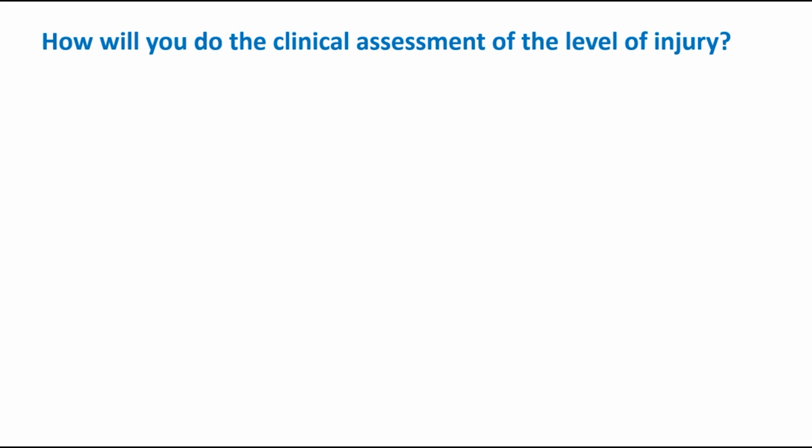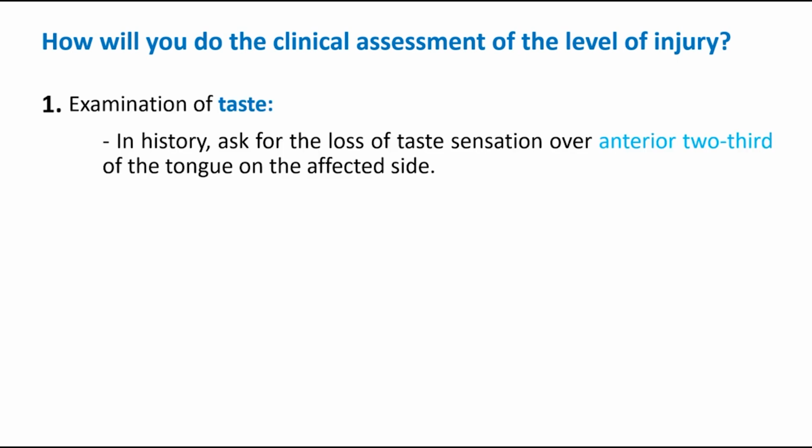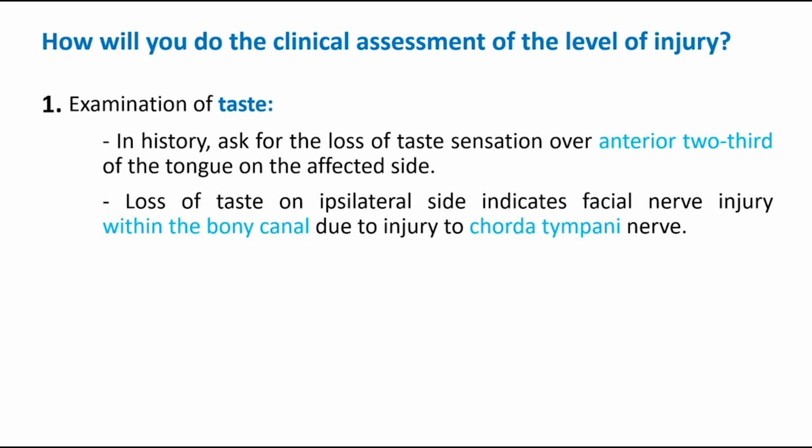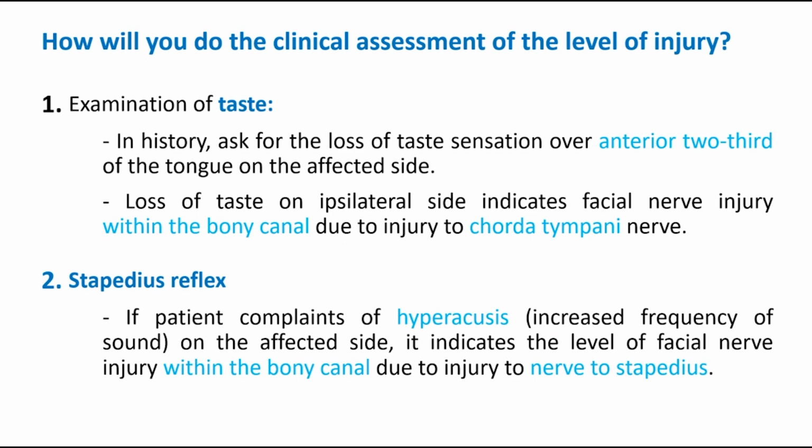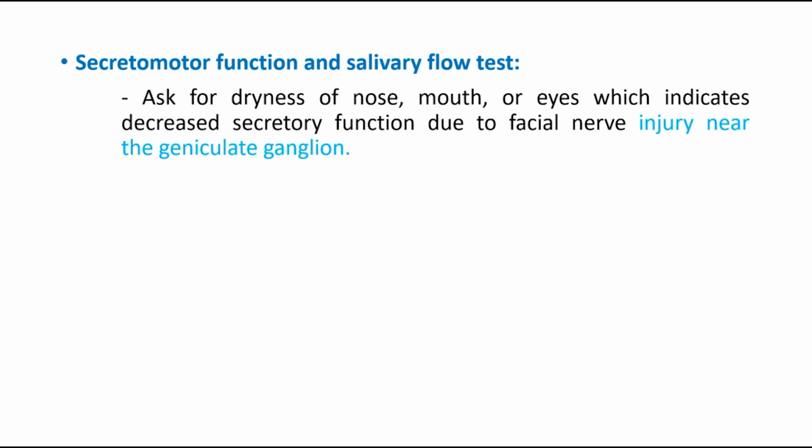Remember four things. The first is the examination of taste. You have already inquired about the alteration or loss of taste sensation in the history part. If it is present, it indicates injury to the chorda tympani nerve within the bony facial canal. If the patient has an existing complaint of increased sensitivity to sound, which is hyperacusis, then it indicates an injury to the nerve to stapedius, and the level of the facial nerve injury is within the bony facial canal. You have already inquired about dryness of the nose, mouth, or eyes. If any of these is present, then there is an injury to the facial nerve near the geniculate ganglion.